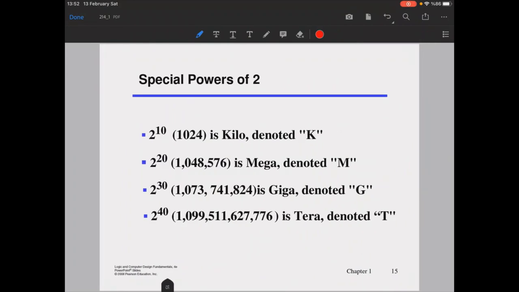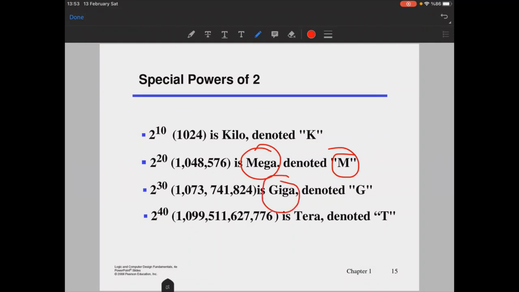And there are some special powers of 2 here, where 2 to the power 10 is denoted by kilo. You may remember it from RAM sizes, kilobytes of memory, megabytes of memory, gigabytes of memory, or terabytes of hard disk, for example. 2 to the power 20 is mega, denoted by capital M. 2 to the power 30 is giga, denoted by capital G. And 2 to the power 40 is tera, denoted by capital T.